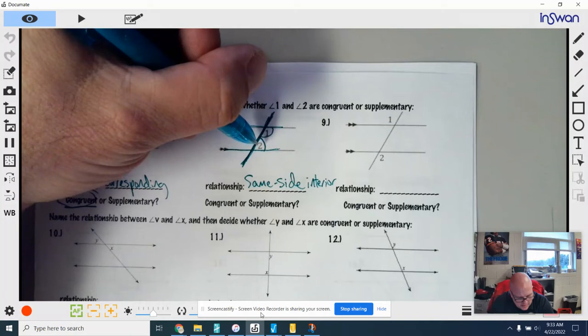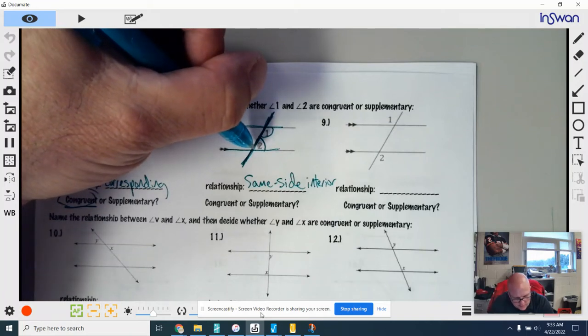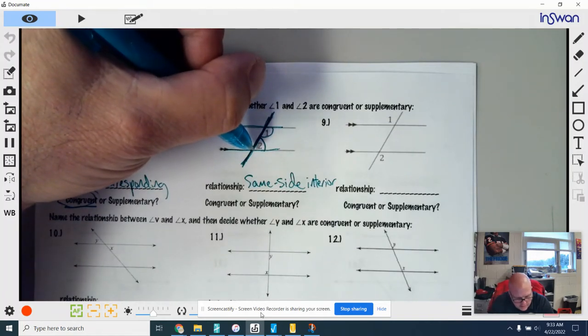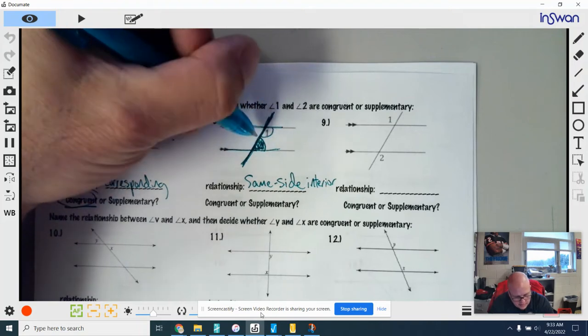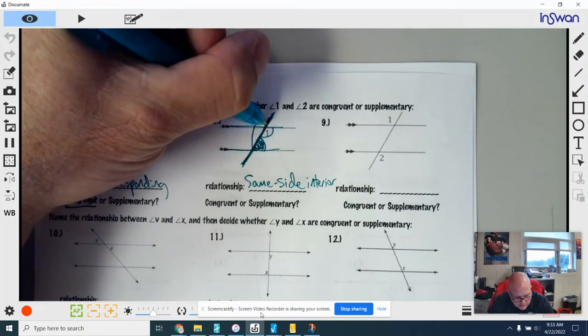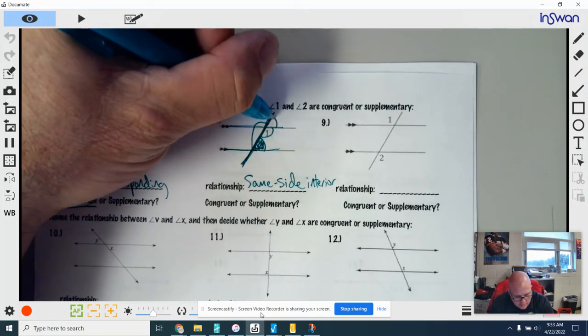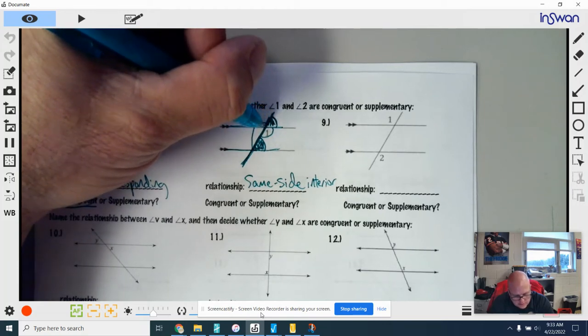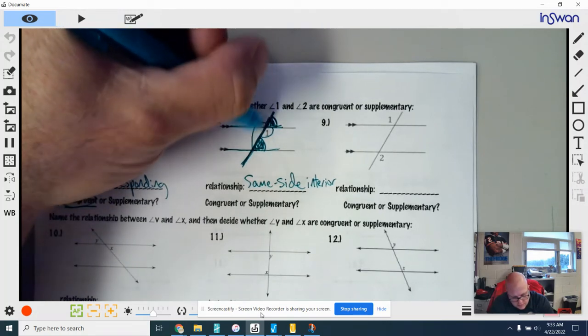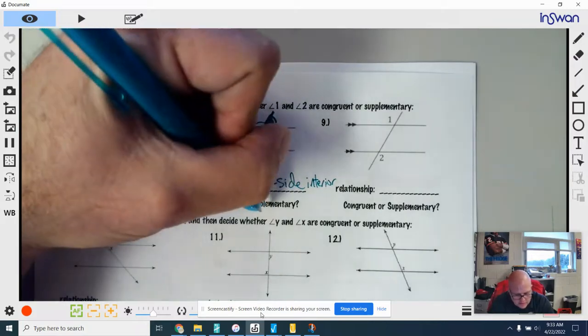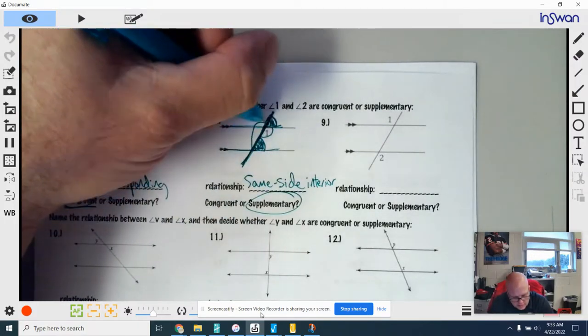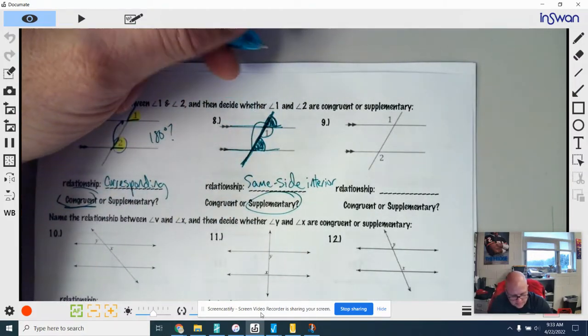Okay, and if I take these two pieces here, and if I add them together, if you can imagine that this piece right here would slide right here, it would match up perfectly with angle 1 and come together and form a straight line. So because of that, that's supplementary, because those two will add up to equal 180 degrees.